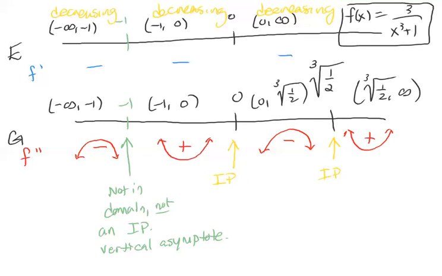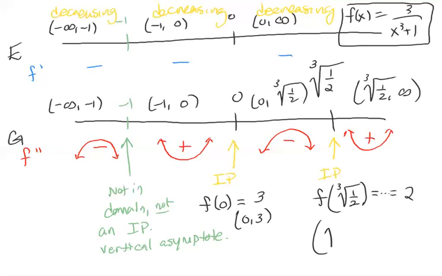So the other thing that we might want to do is figure out what the y values are at those inflection points. I'll go ahead and tell you that I know f of 0, I already figured that out, is 3. It happens to be the location of the y-intercept. And f of the cube root of 1/2, I'll let you do the calculations for it, is equal to 2. So the point (cube root of 1/2, 2) is an inflection point.